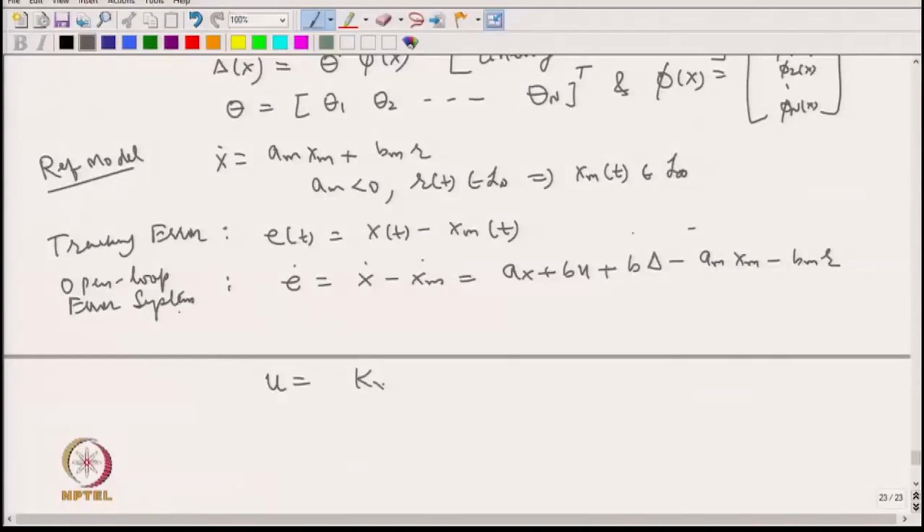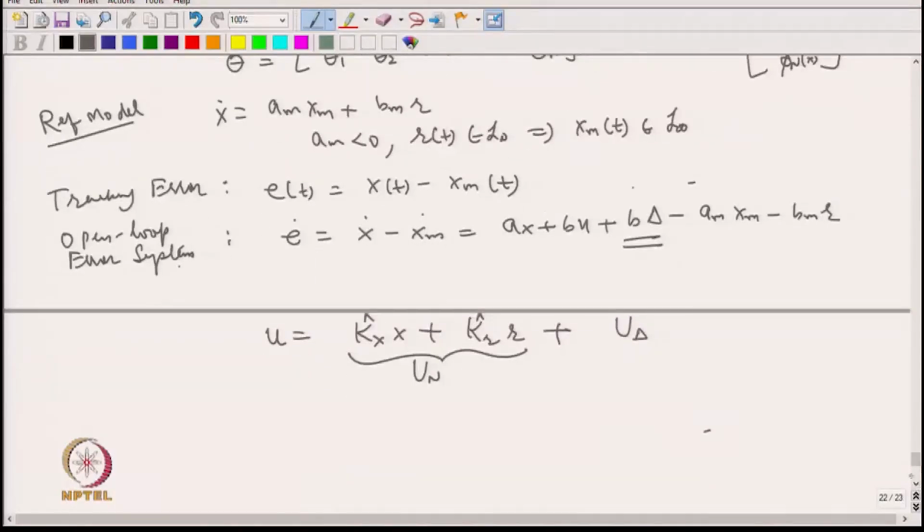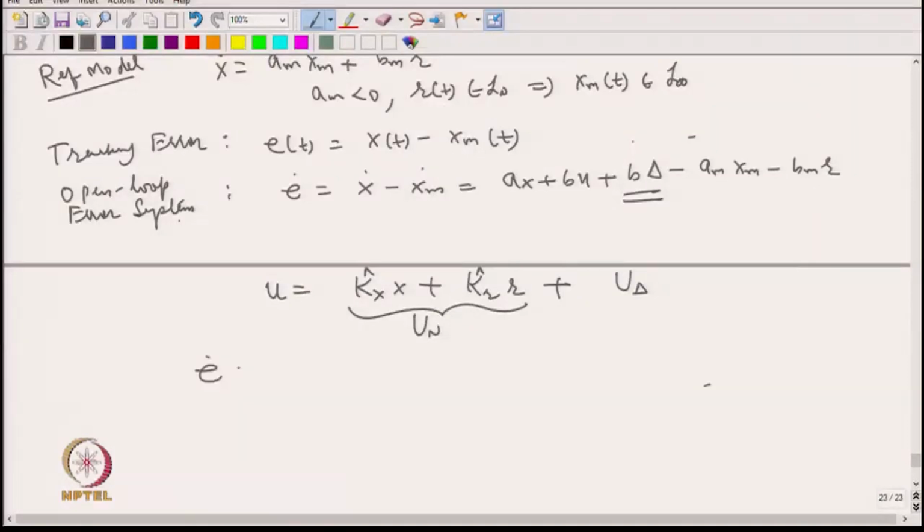So, U would be a combination of the nominal MRAC, say k x hat x plus k r hat r, plus a u delta term. So let us call this a nominal term, and u delta is the term which is used to account for this term b delta. So let us just substitute for the delta. So E dot is given by A e. Let us not substitute for u right now.